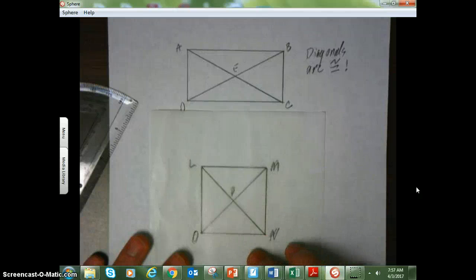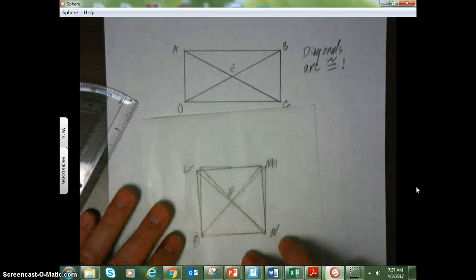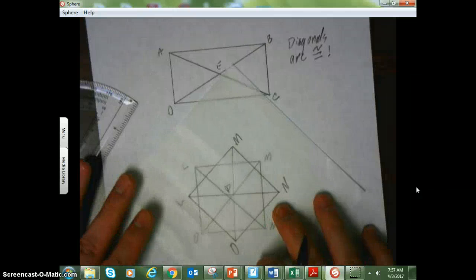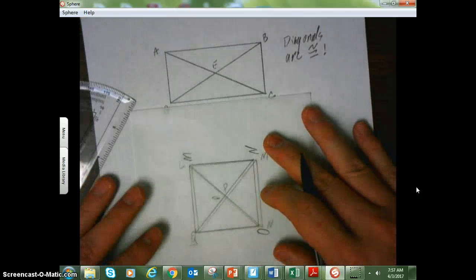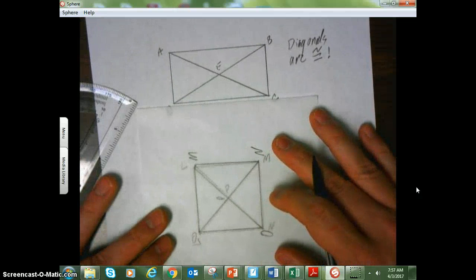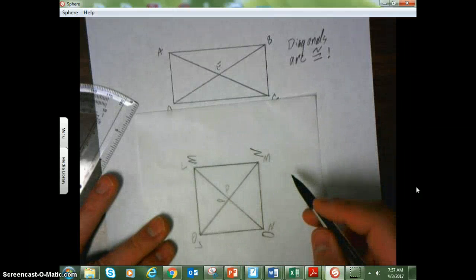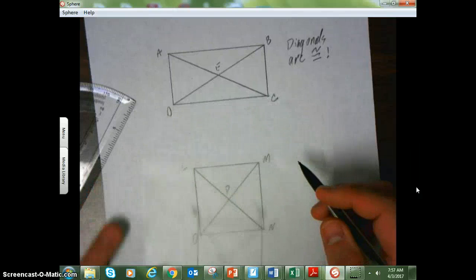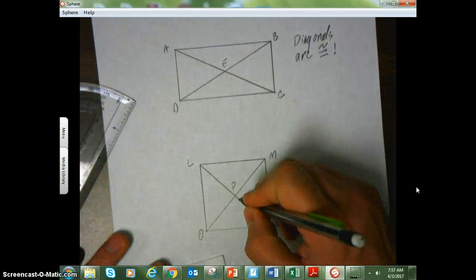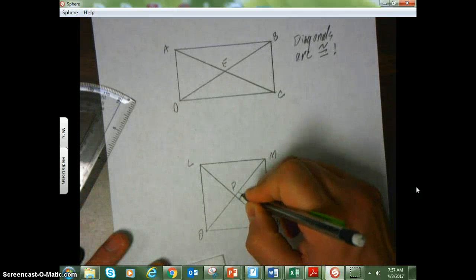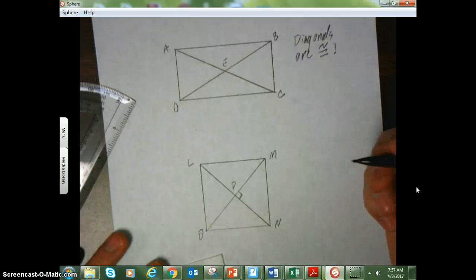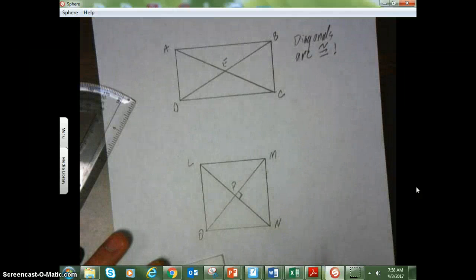So now I'm going to take my patty paper, now that I have the diagonals on here, and rotate it 90 degrees and compare the diagonals. And we say, oh, yeah, the diagonals lay directly on top of each other when I rotate it 90 degrees. So that means that the diagonals are indeed perpendicular to each other, which is a characteristic of a rhombus.